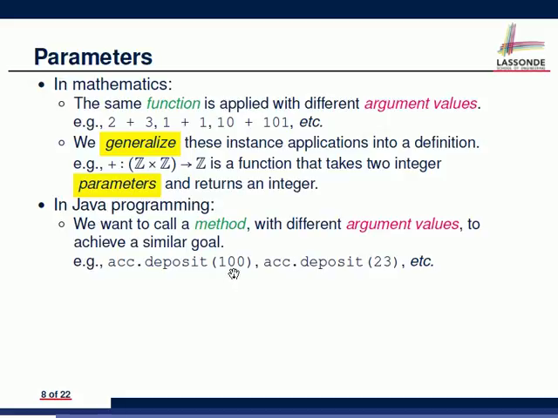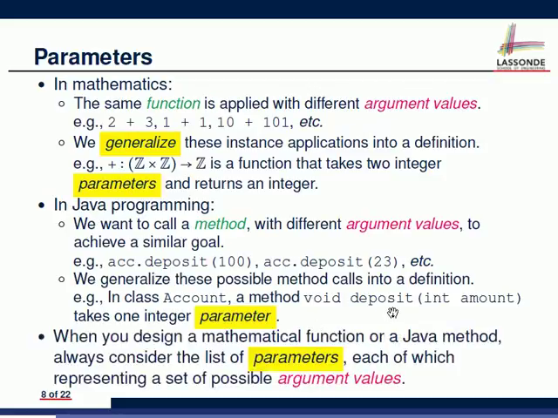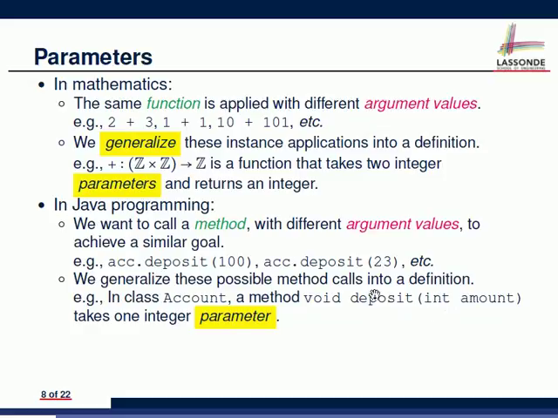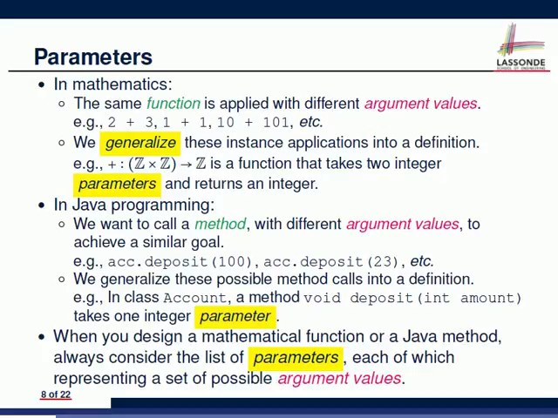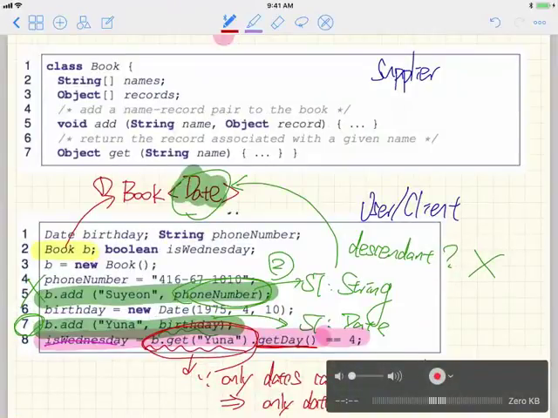In this case, for example, if I know that whenever I say deposit for account, I always have to pass an integer, for example, like 123 or any integer. In that case, I can simply define a method like this. I can say deposit and then integer amount, right? So I'm just generalizing what the argument value can be.